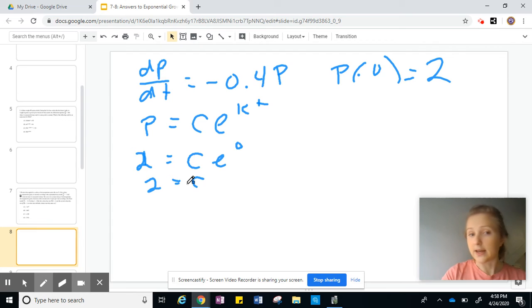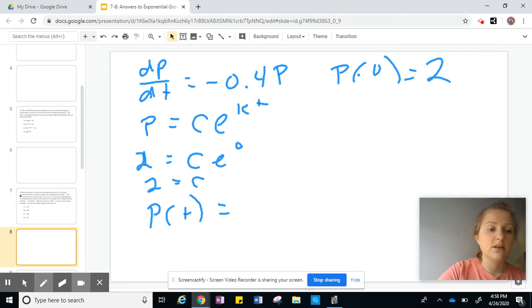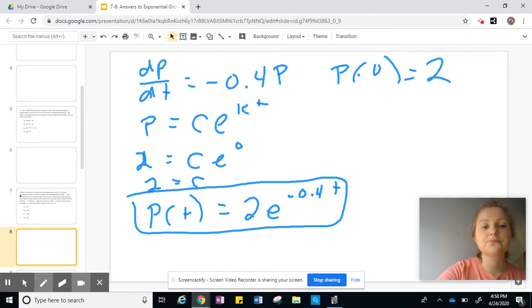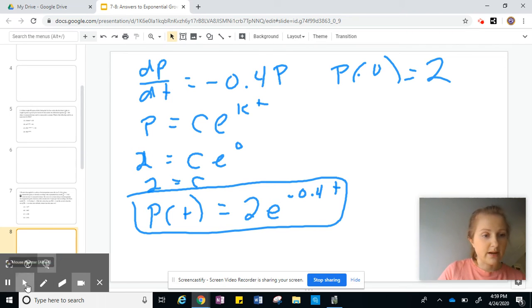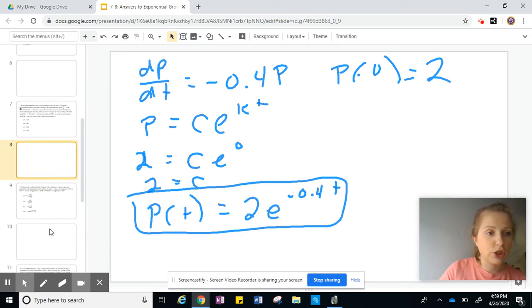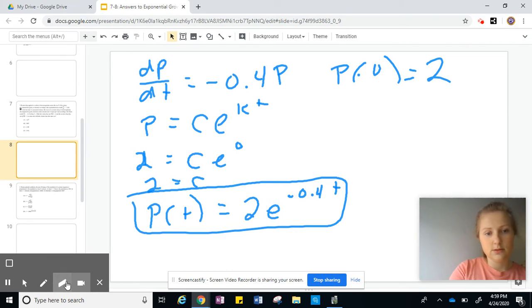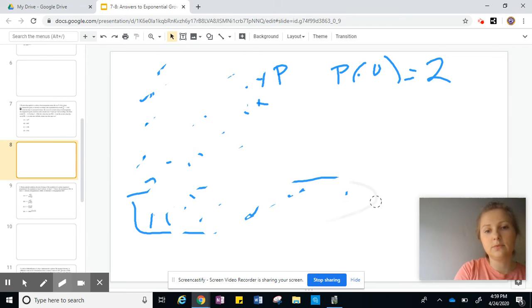Okay, so we've got that. That means for p of t, we actually have everything we need. So p of t equals c e to the k t, because again, this gives us k right here. So now we need to find q of t. So let's erase.